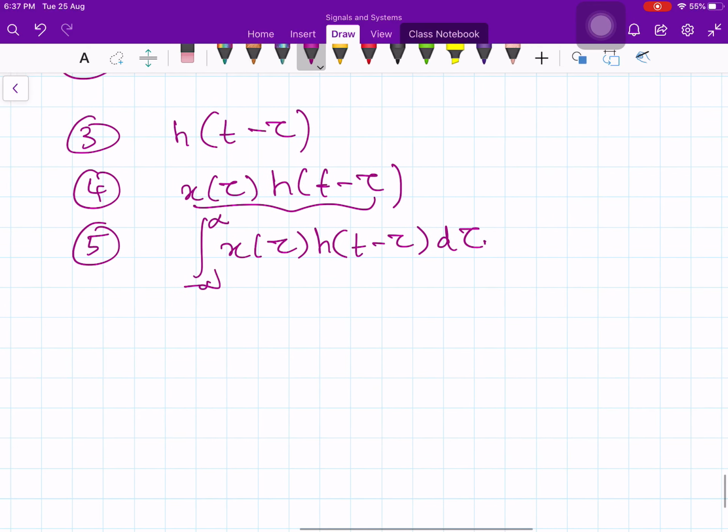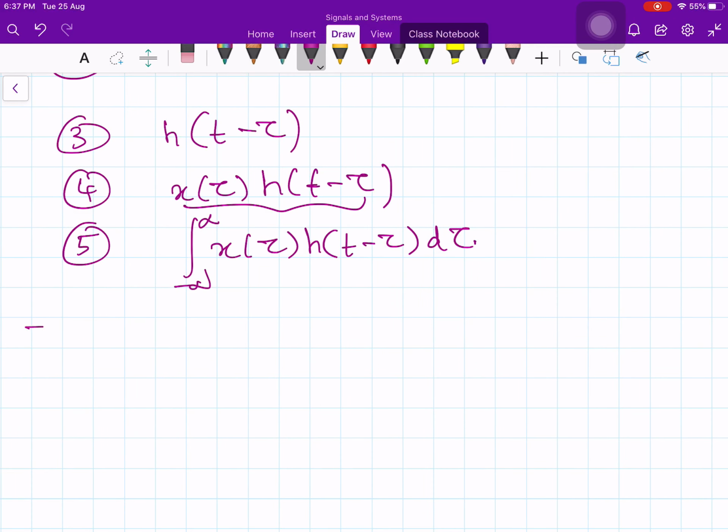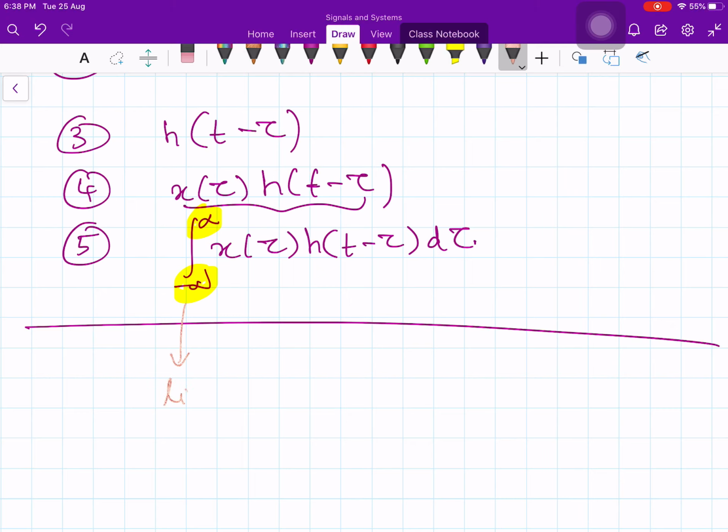Now let us look at these 2 limits, how these limits can change. The limits are from minus infinity to plus infinity, right? Sometimes for some special cases these limits will change. So no need to do the integration from all the way minus infinity. Sometimes you need to carry out the integration for a particular range.